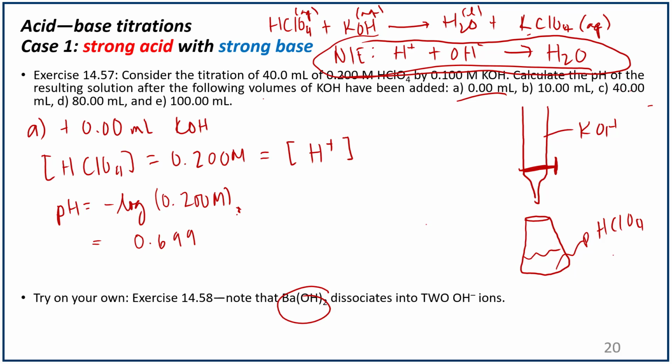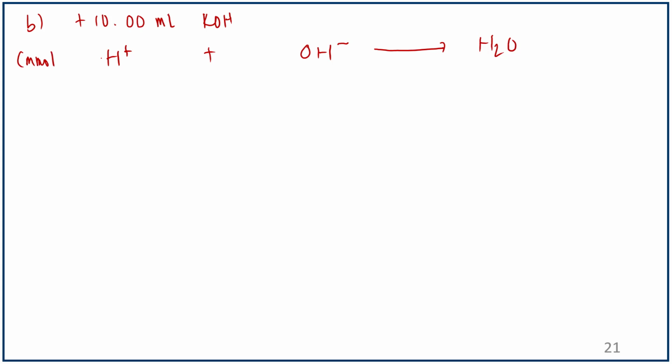Okay, so for letter B, we have a reaction. We're adding 10.00 ml of KOH. So basically the H plus, again from perchloric acid, will react with the hydroxide from potassium hydroxide, and they will form water. Since this is a reaction, we want to write an ICF table. And let's just use millimoles because we're given volumes in milliliters and molarity. So I, and then C, and then F.